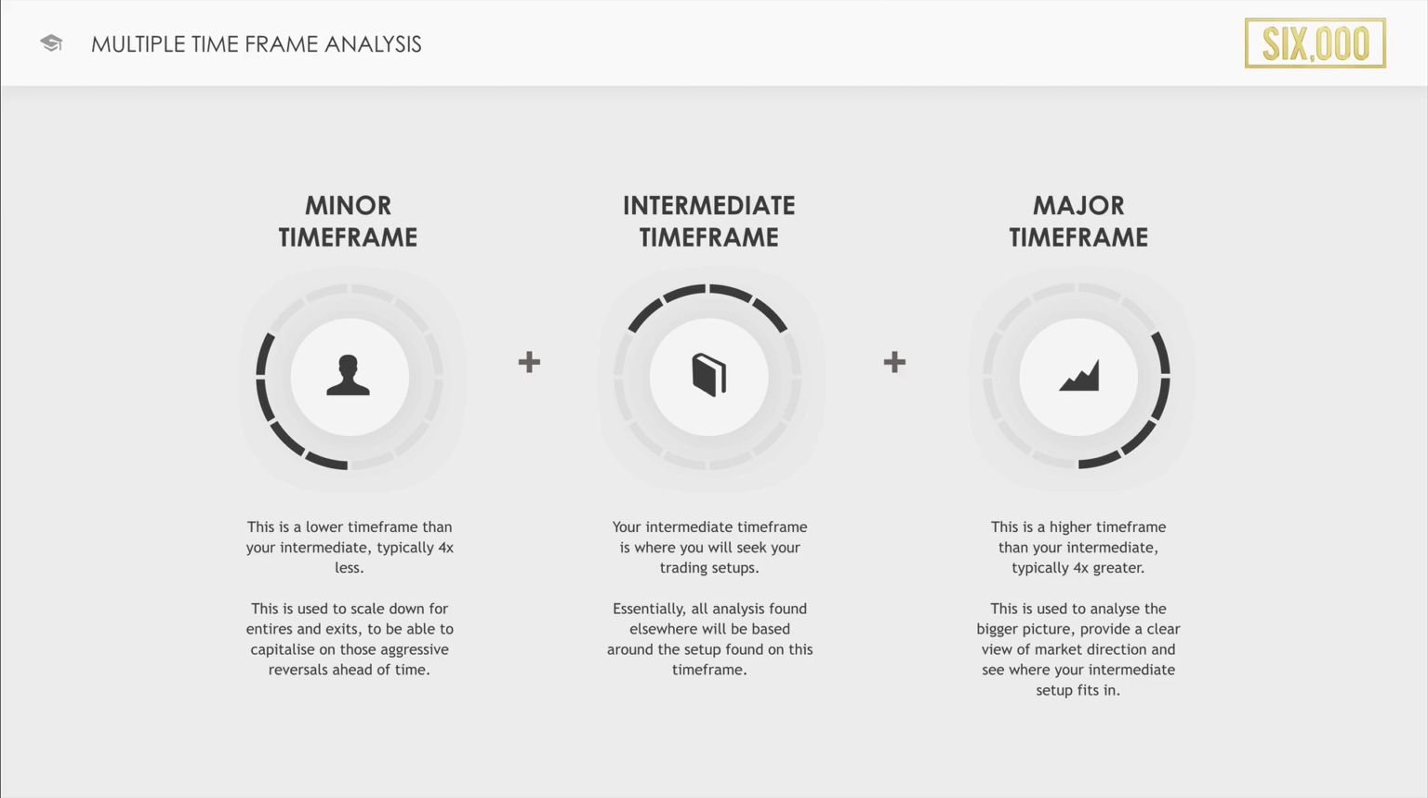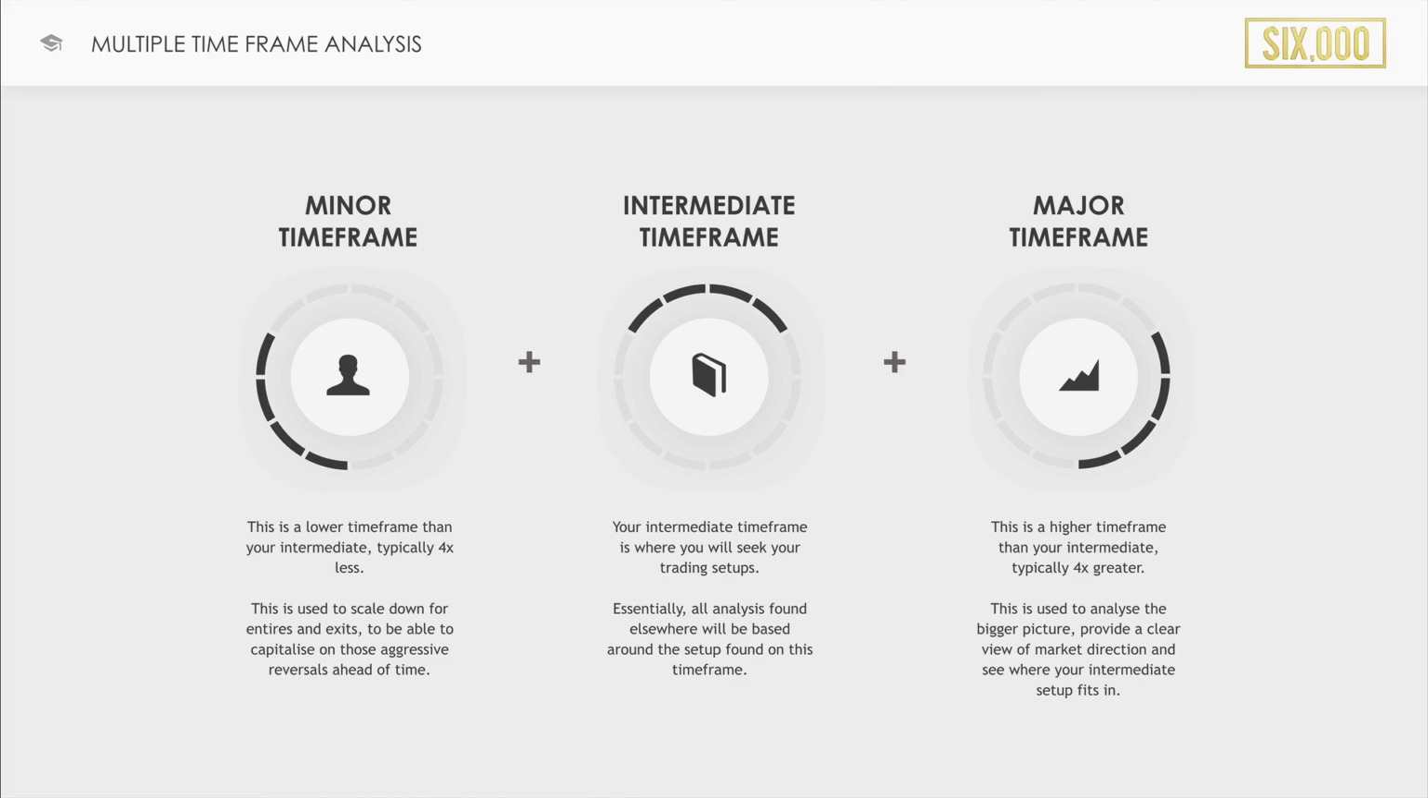Now the minor time frame, as mentioned, will be lower than the intermediate, typically 4 times less. So we have the 4-hour time frame for the intermediate time frame. That's where we found the bullish bat. So we can agree that the 1 hour is 4 times less than the 4-hour chart. And this is used to scale down for entries and exits.